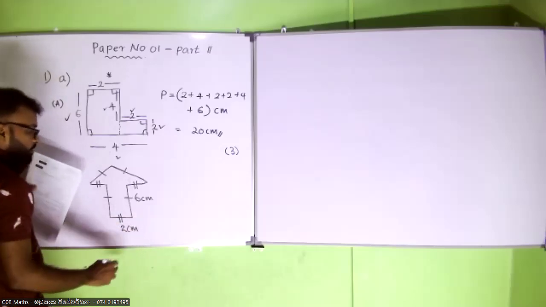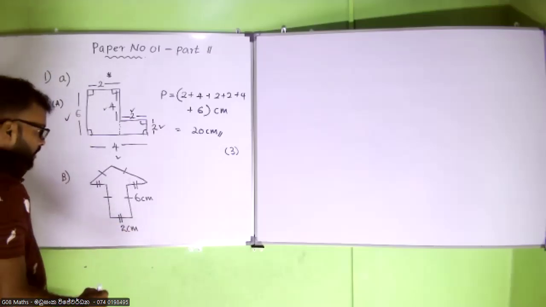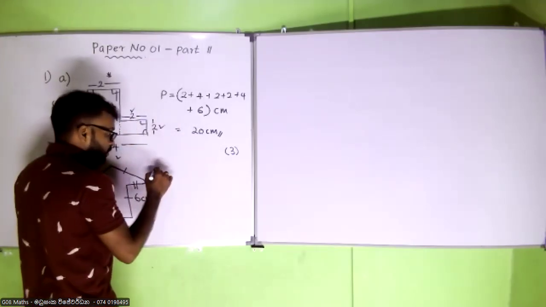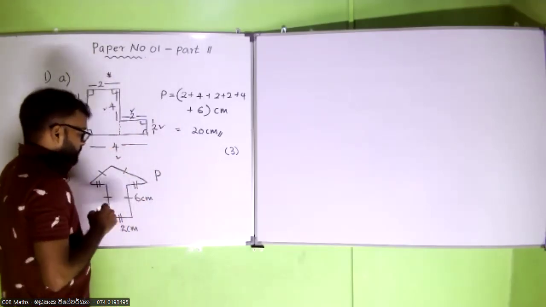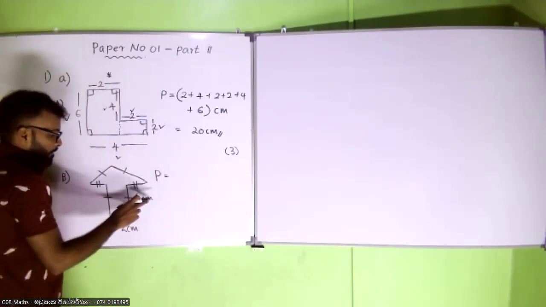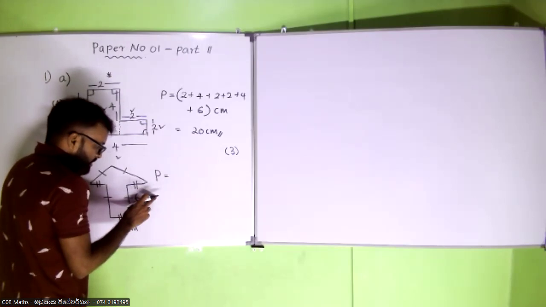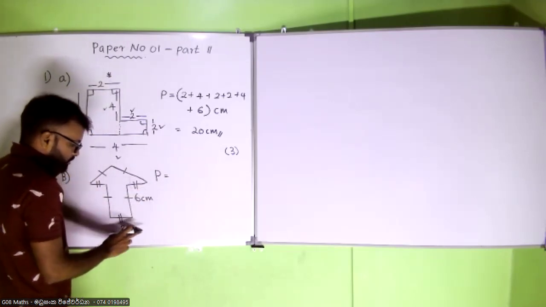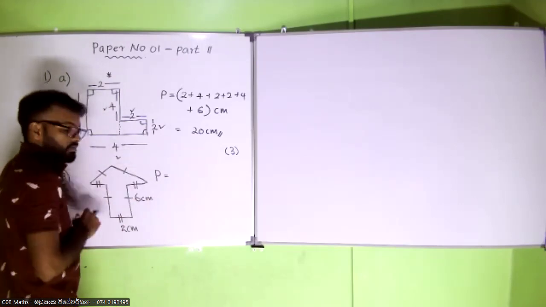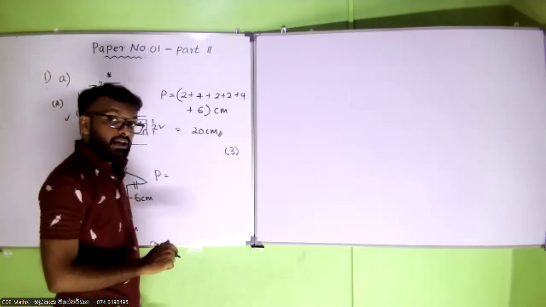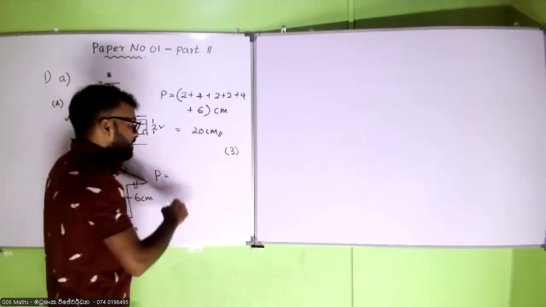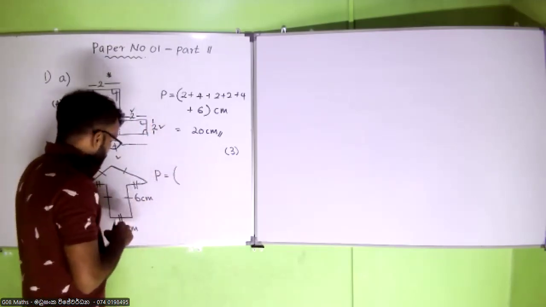I will do this one in a different way, but I will let you know the first way first. So here perimeter equals 6 centimeters, 2 centimeters, 6 centimeters, 2 centimeters, 6 centimeters, 6 centimeters, 2 centimeters. You would have to add them all. Instead of doing that, I will do something like this.